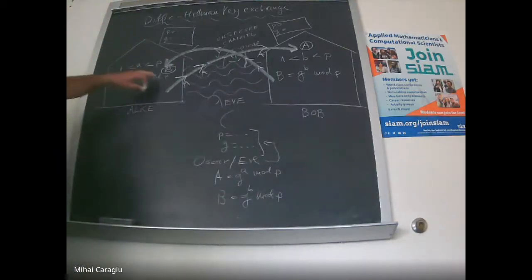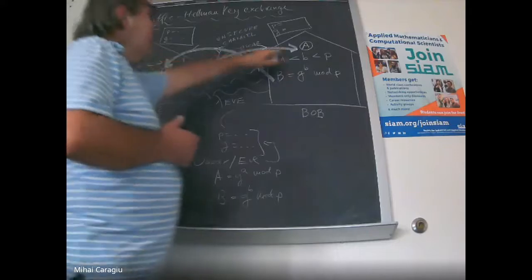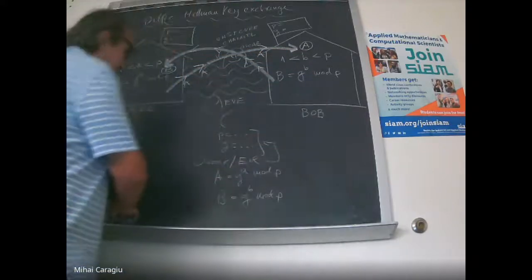Now, okay, let's see what's next. So Alice receives big B from Bob. Bob receives big A from Alice. What's next?